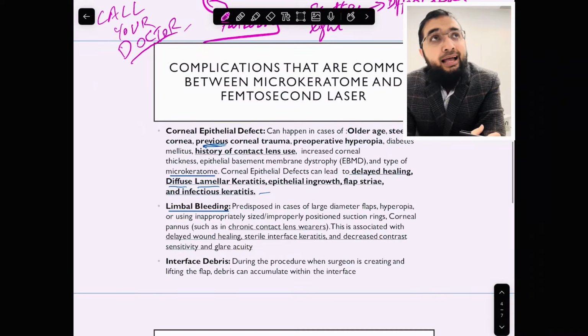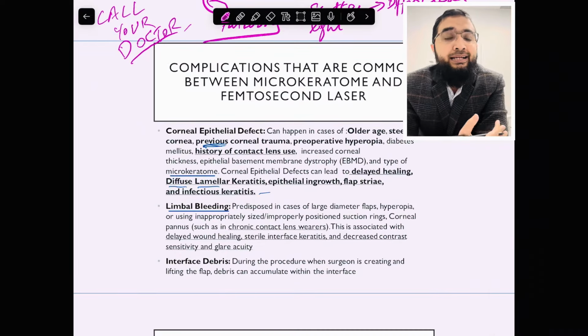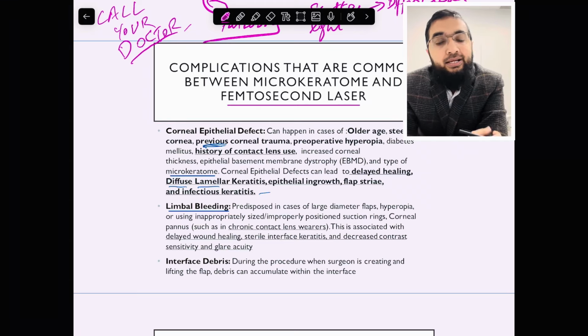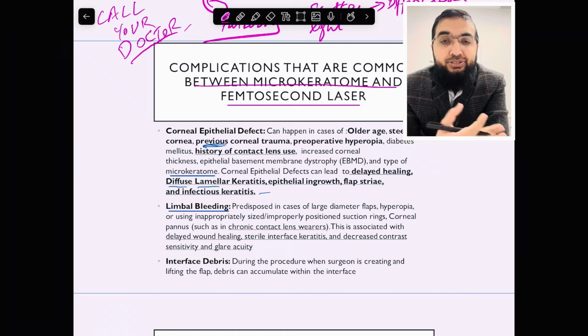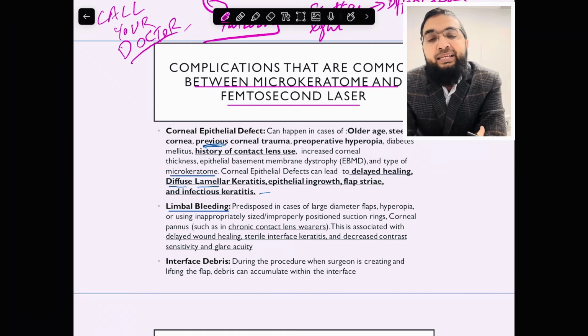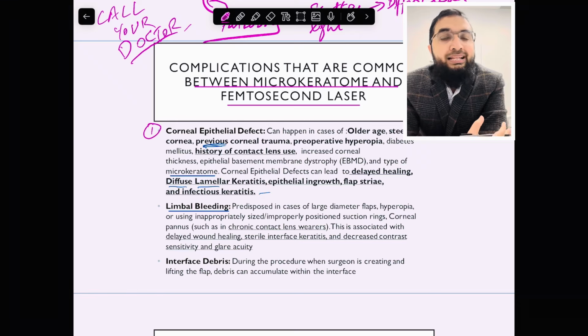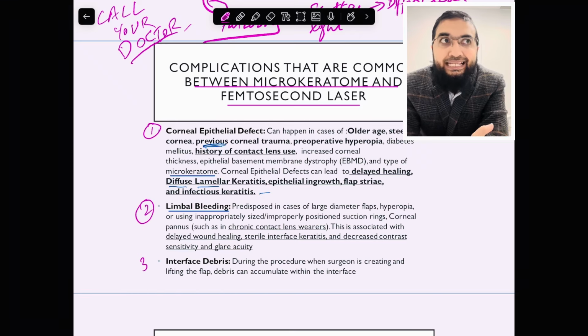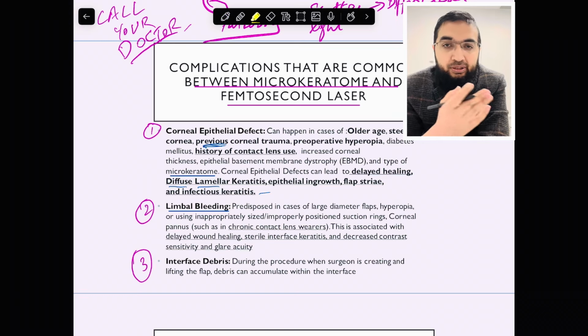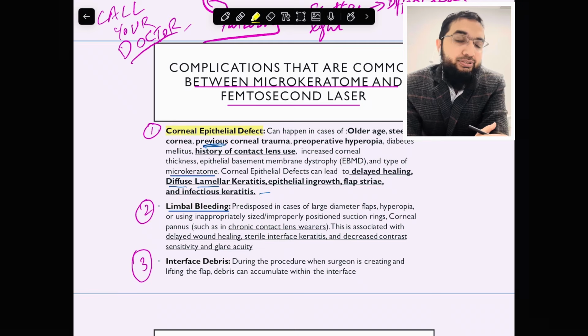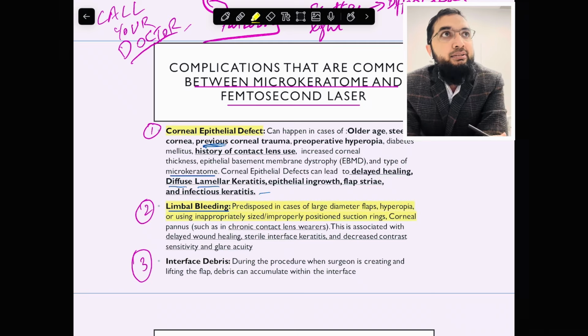Okay, other thing is there are complications that can happen whether the doctor used a microkeratome or a femtosecond laser. So it depends. So let's talk about the common complications from both of them. The corneal epithelial defect can happen, or limbal bleeding can happen, or interface debris can form or remain there from the laser surgery or the LASIK surgery itself. By laser I meant femtosecond laser.